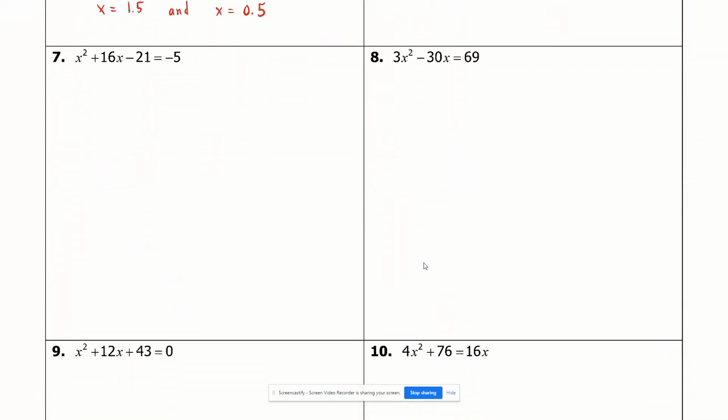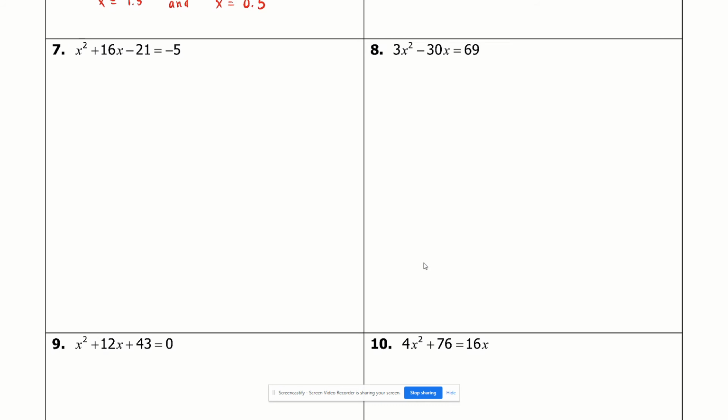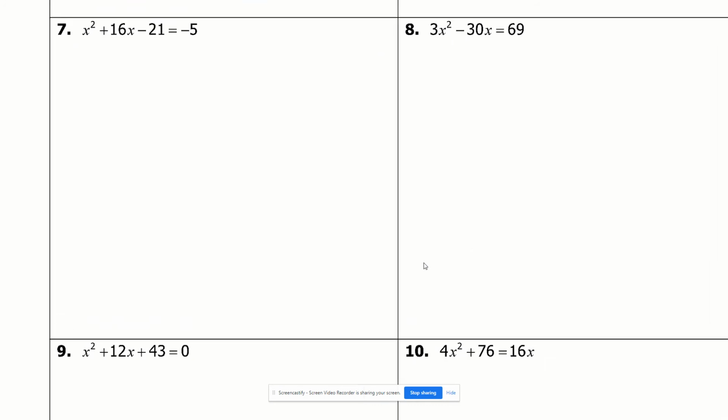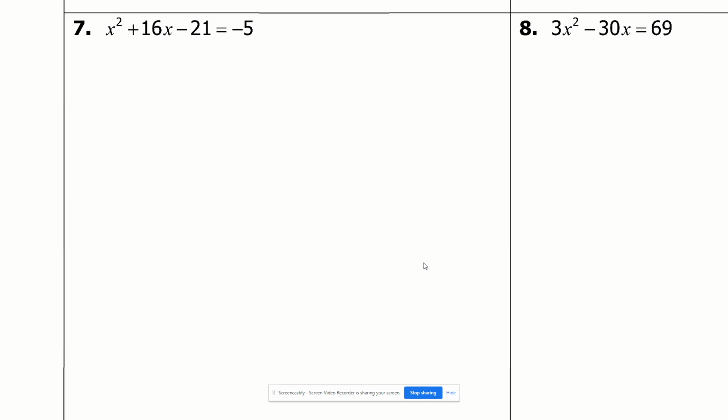So let me do a couple more of these. I want to do, really doesn't matter, all of them are good problems. Let's do 7, 8, and 10. Okay, and I'll go pretty fast so you guys have some time. With number 7, let's take that x squared plus 16x, leave it on one side, and let's take that 21 over to the other side by adding it. What's negative 5 plus 21? 16. All right, so here we go.